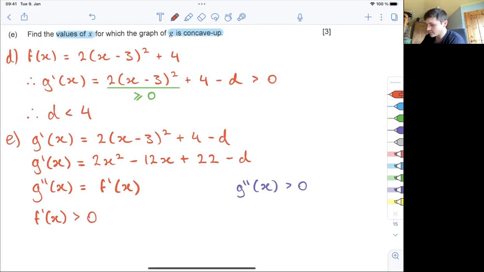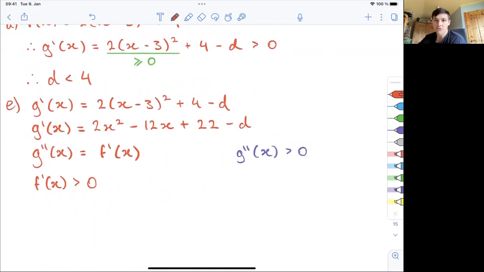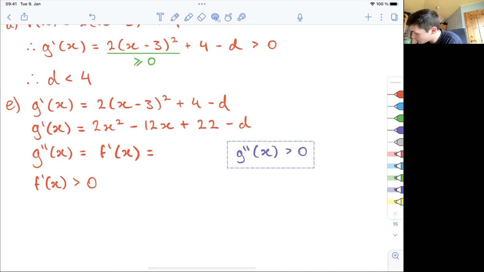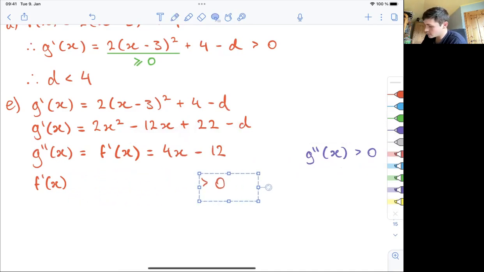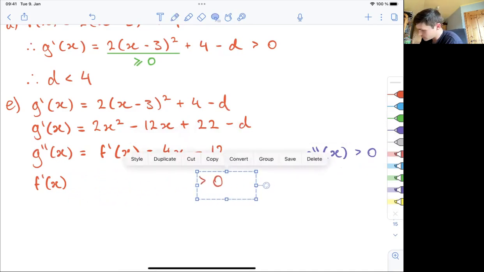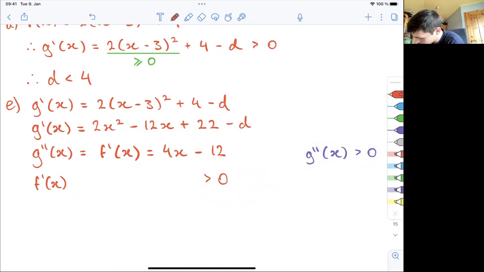is more than 0. And we had the expression for f dash x up above, so which is equal to, in fact, how about we put it over here, we'll add it on the end of this, which was 4x minus 12. So we need f dash x to be more than 0, which we'll put in down here as well. Let's say 4x minus 12 to be more than 0.